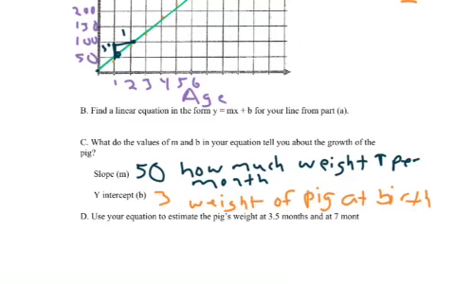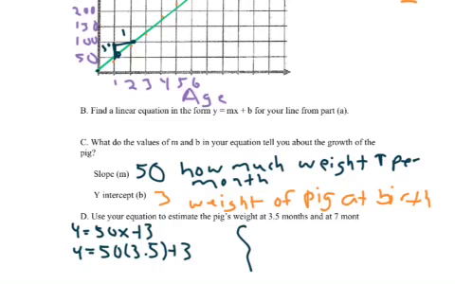Now we're going to use our equation to estimate the pig's weight at 3.5 and again at 7 months. So I'm going to do 2 separate. So my equation was y equals 50x plus 3. So if I plug in 3.5 for my x, find out your answer, and then you're going to do the same for 7 months. So get those answers and check your work with mine, please.